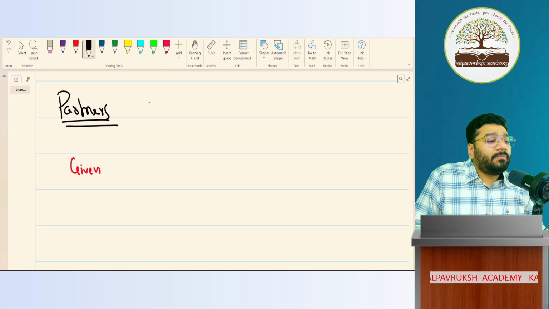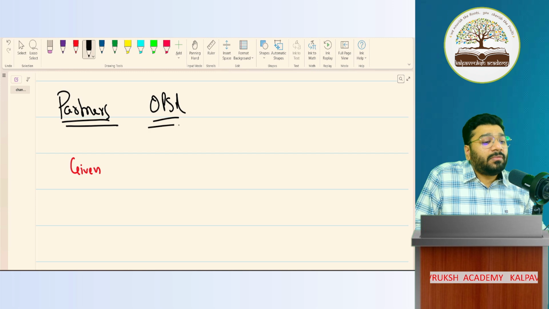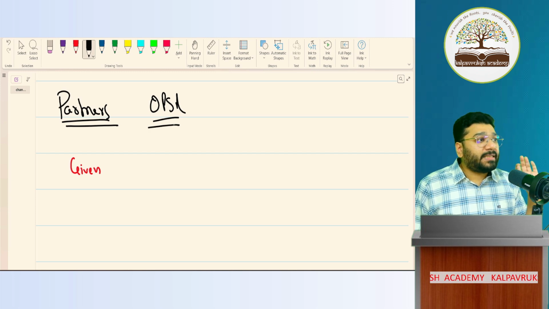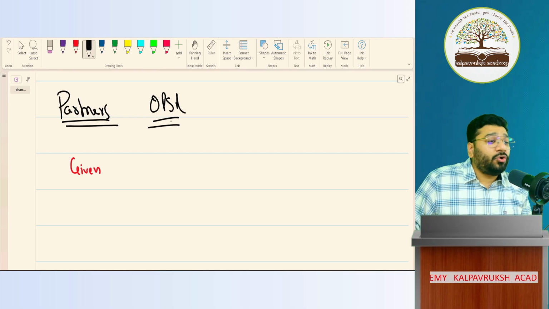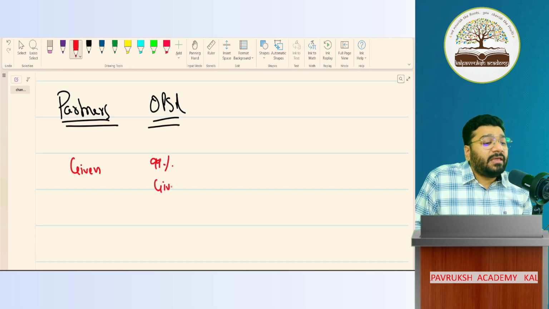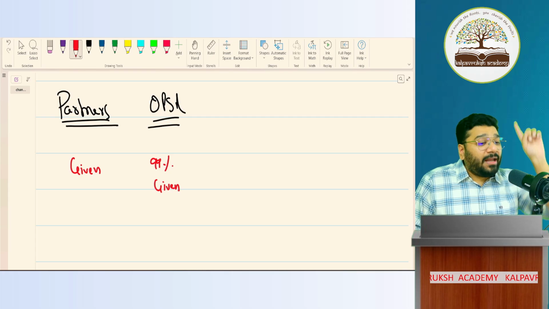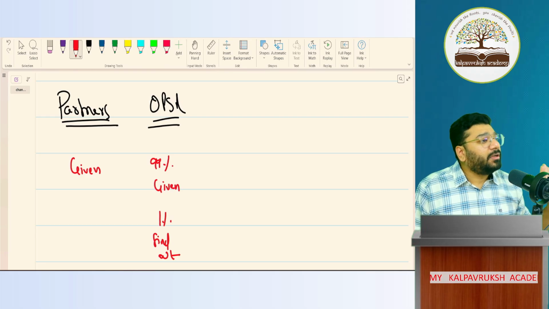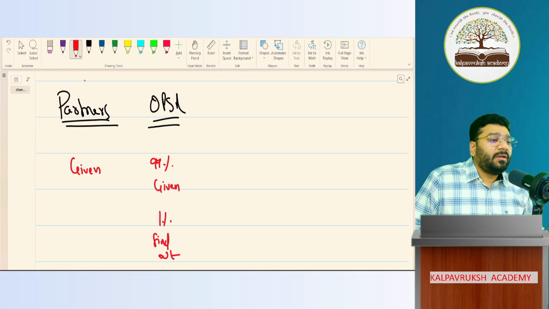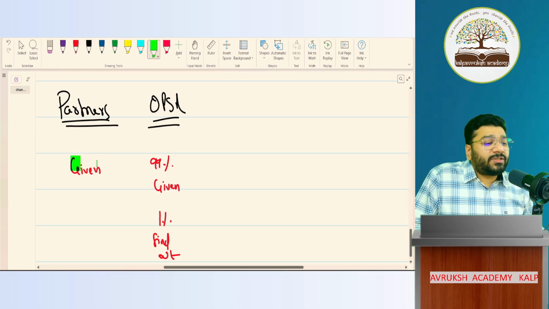What is the second column? OPSR. Shortly and sweetly OPSR, but in the exam don't write OPSR. What will you write? Old profit sharing ratio. I said in 99% of cases this will be given. In a very rare 1% of cases, they will ask you to find it out. Got it, not got it? So the first column will be given, the second column also will be given.